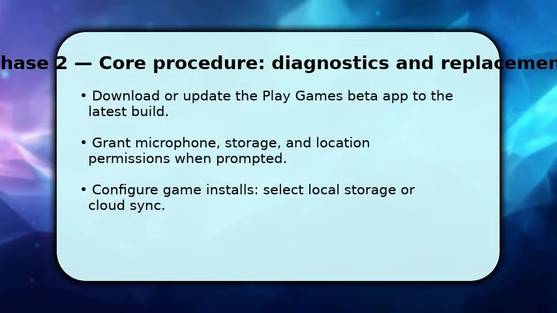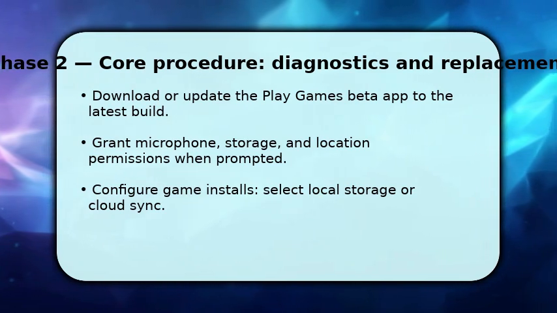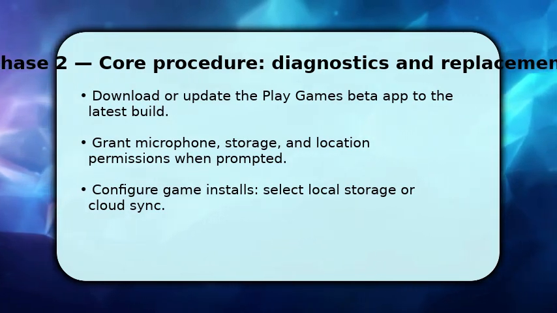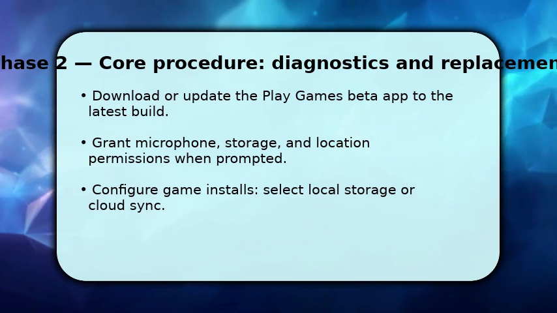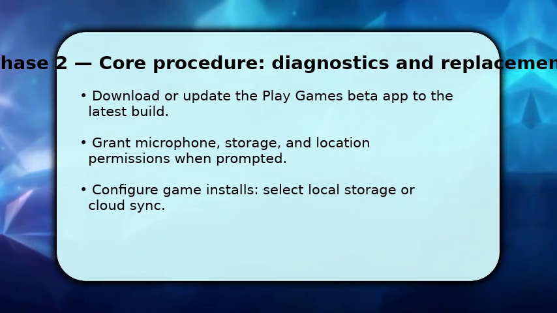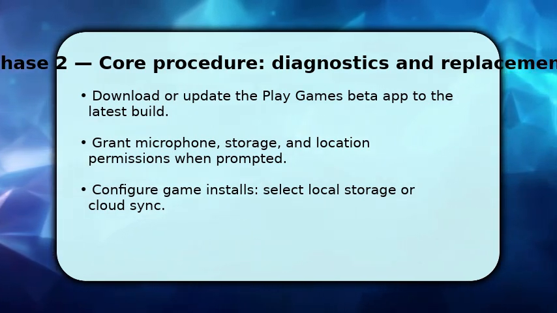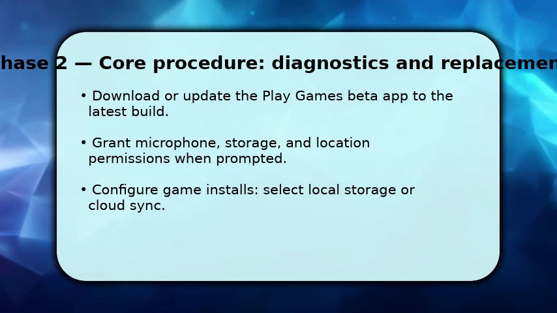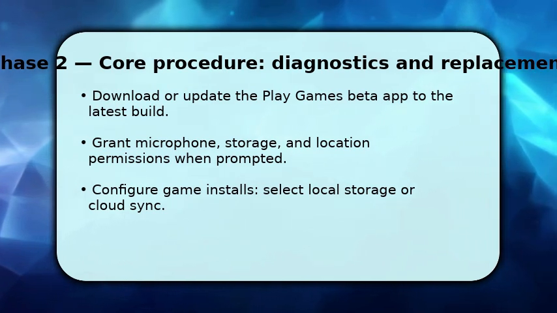Now install or update Play Games Beta to the newest build. Updates often fix compatibility issues, so don't skip this. After installation, grant required permissions: microphone, storage, and location, so the app can save progress and detect gameplay features.